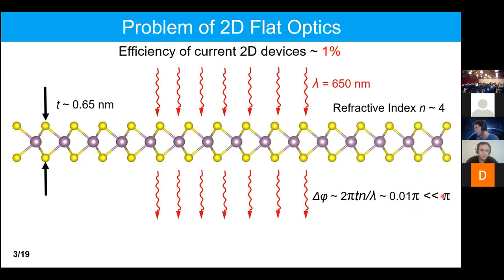It actually tells us that our two-dimensional material devices should have efficiency of about several percent, like just 1% of π. And it is indeed the case for current two-dimensional devices. It's only about several percent, and in most cases only 1%. And this is the reason. So we should come up with some idea how to improve this phase accumulation in two-dimensional materials.